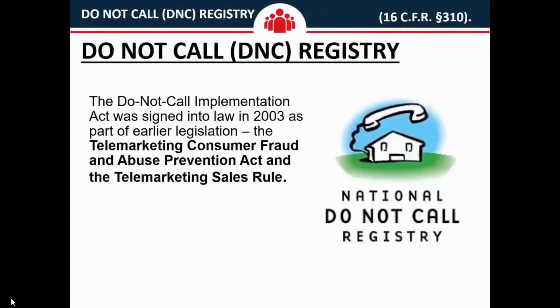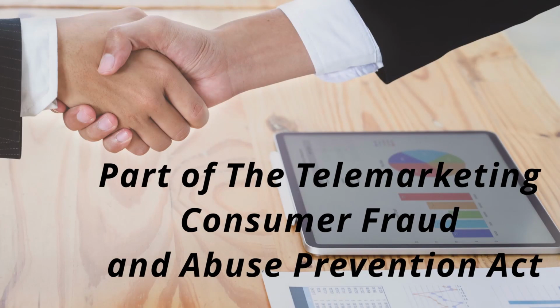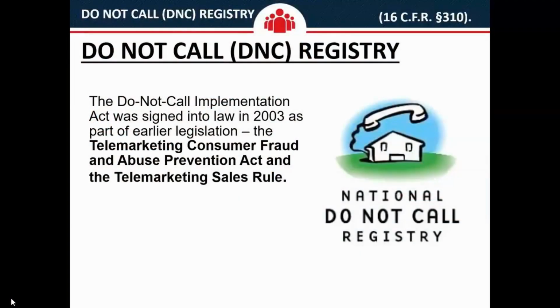So let's start with the DNC list, the Do Not Call Registry. The Do Not Call implementation law was signed into law back in 2003 as part of the Telemarketing Consumer Fraud and Abuse Prevention Act. If you are calling someone on the telephone to market your services, that basically makes you a telemarketer, and you fall under the guise of this rule.